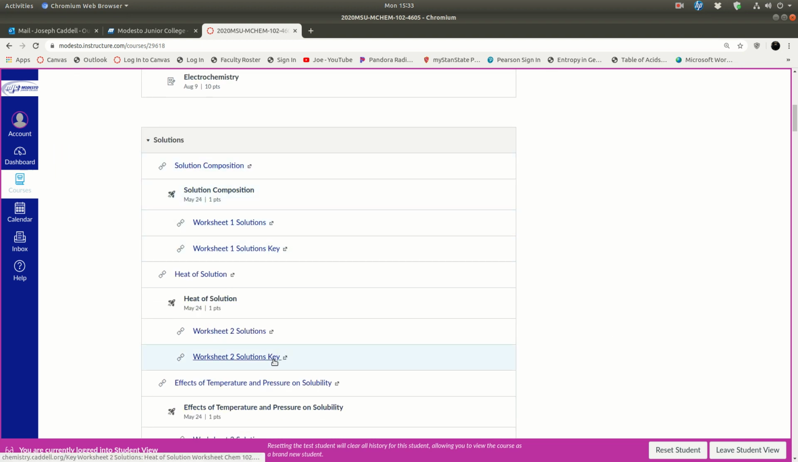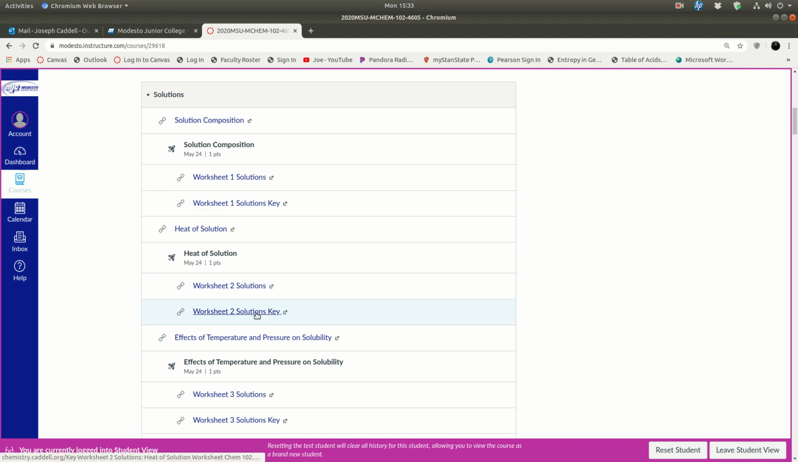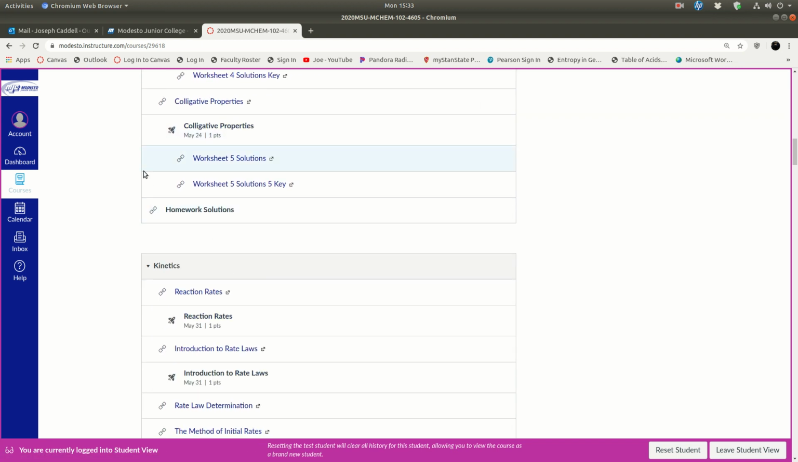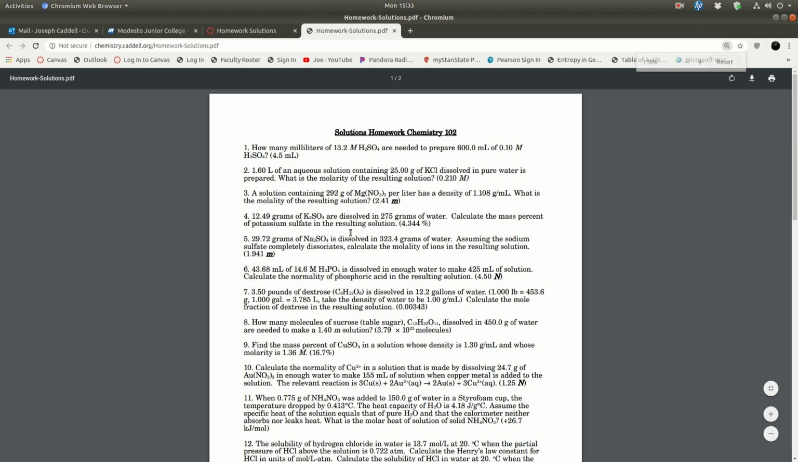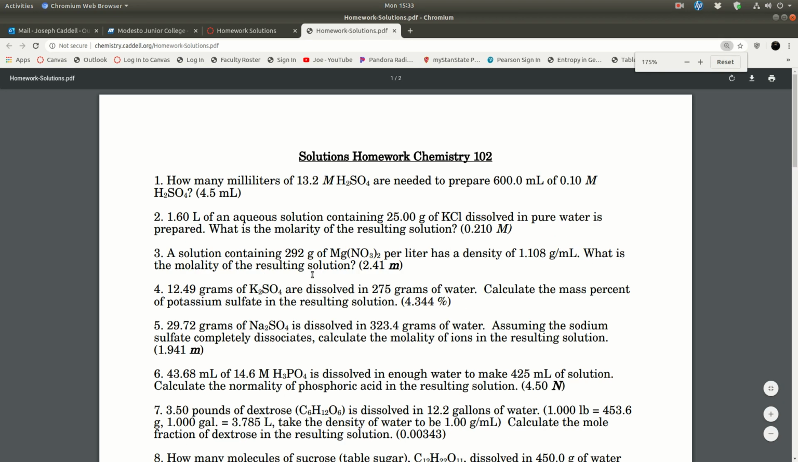Then there's worksheets that I have here. I have the keys for them too. These worksheets are like some more practice for you. In addition, at the end of that module, there's always a homework link. So click on that, and don't worry what it says there. Just click on this, and that's your homework for the chapter, for the module.